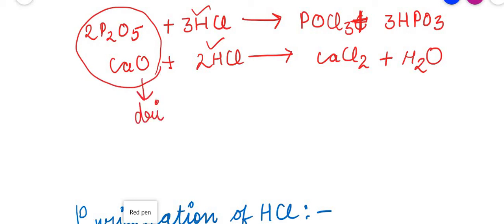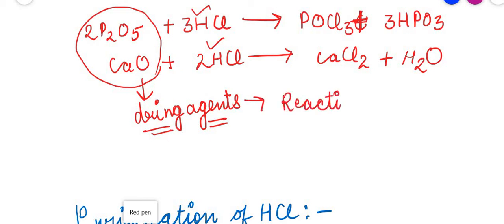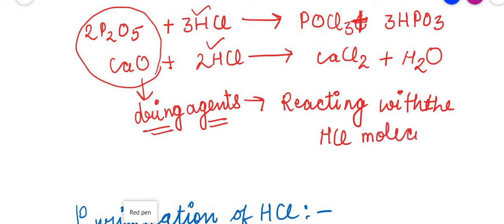Please remember this thing, bache. This question is coming: these drying agents cannot be used for the purification of HCl. Why? Because they react with the HCl molecule. वो खुद HCl molecule के साथ में react करेंगे, and we can say they are reacting with your HCl gas. So we are not using them.